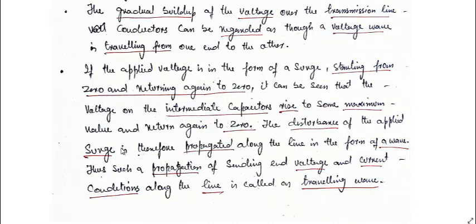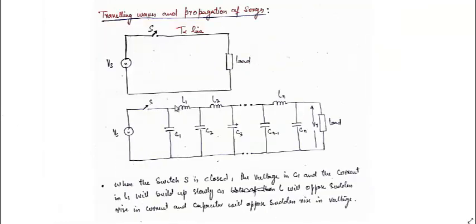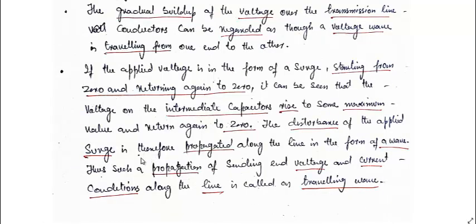The disturbance of the applied surge, that is this impulse voltage which I have just discussed, is therefore propagated along the line in the form of a wave. So we can say that this impulse which charges this capacitor first, and then this surge is propagated in the line in the form of a wave, a wave that has traveled from sending end to receiving end. Thus, such a propagation of sending end voltage and current condition along the line is called a traveling wave. So such a condition is known as the traveling wave.